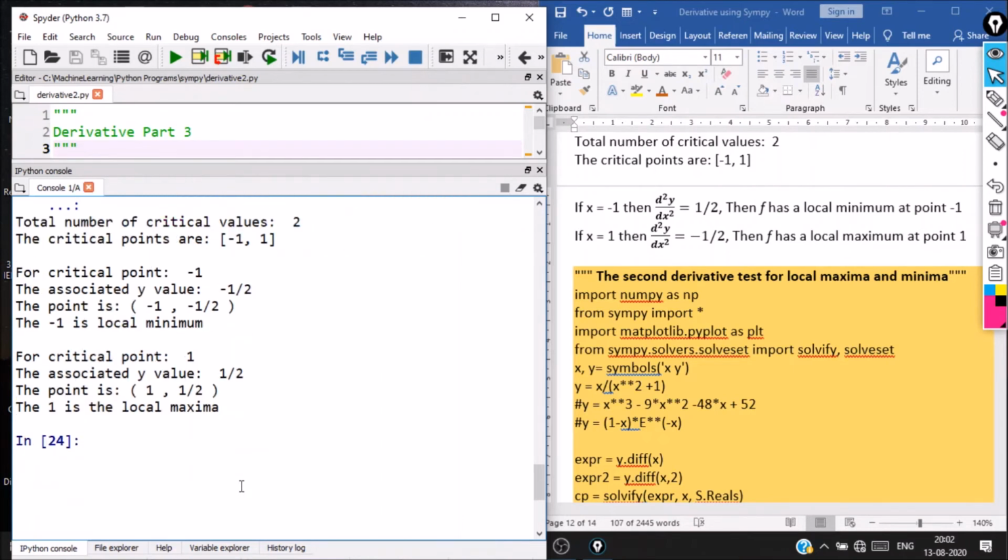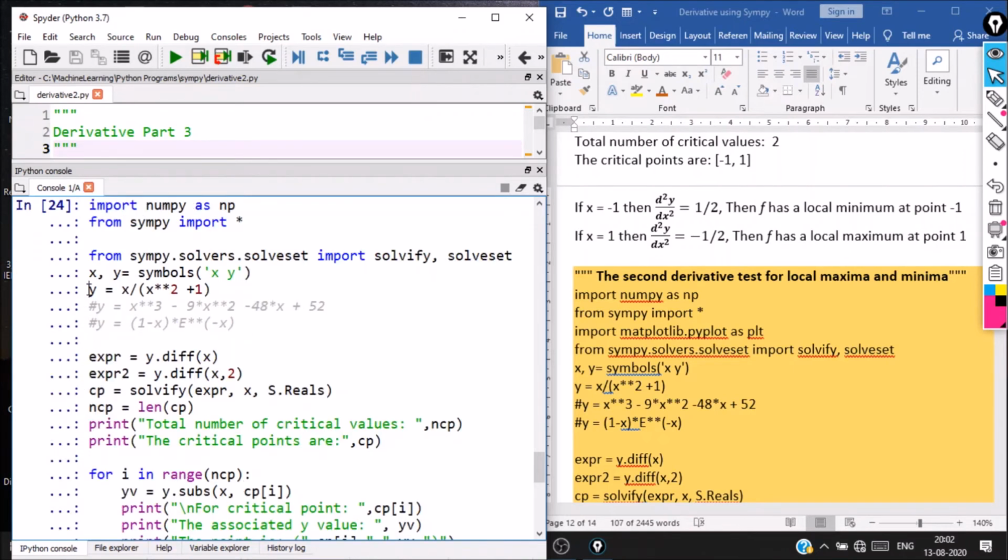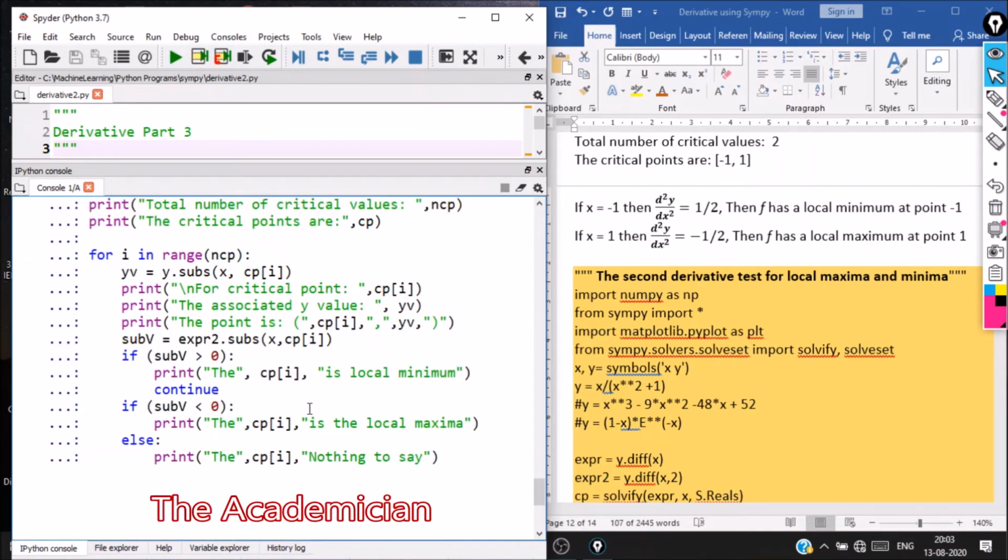Are you getting this one? Now we can see another example. Suppose y is equal to x to the power 3 minus 9x square minus 42x plus 52. Now we are going to identify the critical points, local maxima and minima.